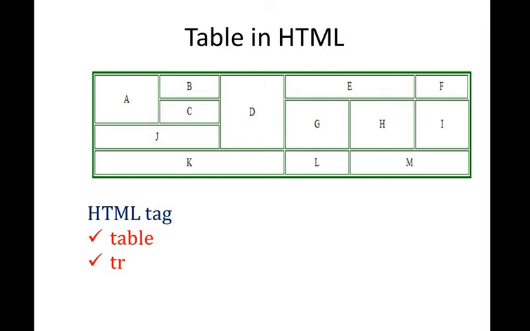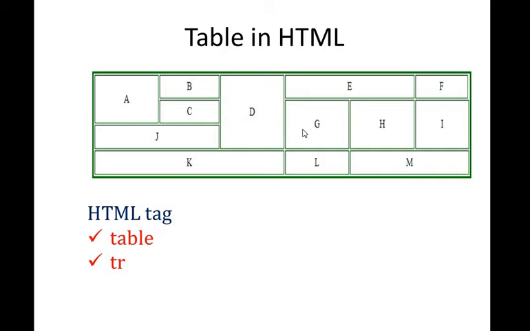Then the tr tag, which means table row, is used to define a row in your table. Let me ask you one question. How many rows are present in this table? Can you answer me? Let me tell you. 1, 2, and 3. Is it so? No. The total number of rows in this table is 4.